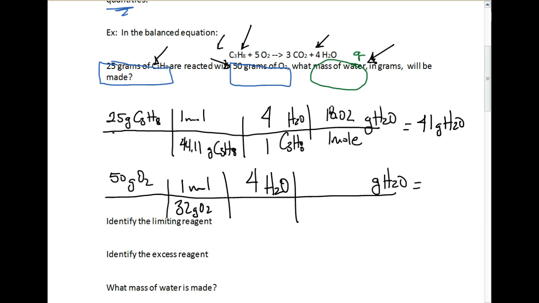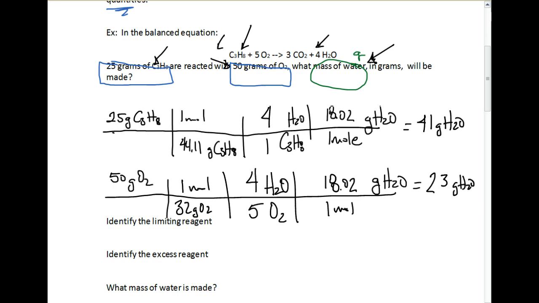It's 4, and then the oxygen is going to be 5 O2s as our known. Finish it all up with 18.02 grams of water over 1 mole. And so let's run that through our calculator and see what we get here. Okay, so I'm coming up with an answer of 22.53. I'm going to round it off to 2 sig figs. We'll call it 23 grams of water.